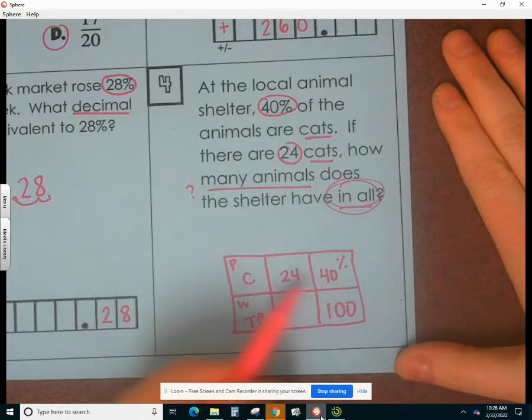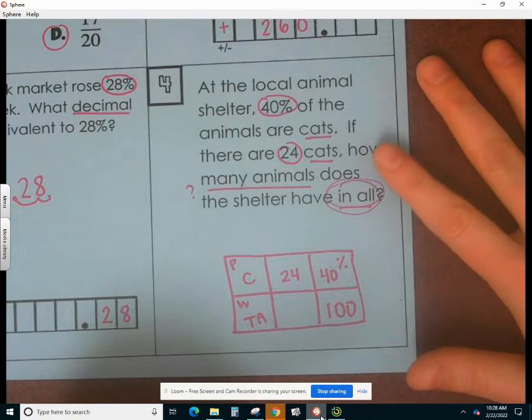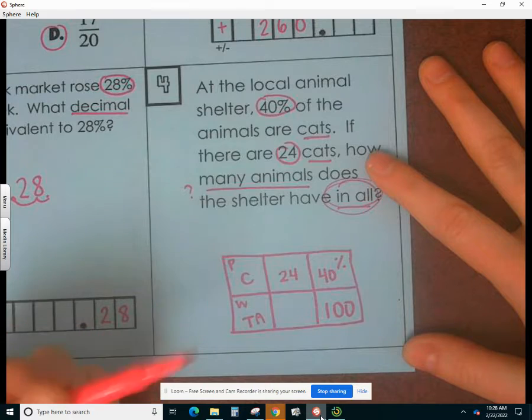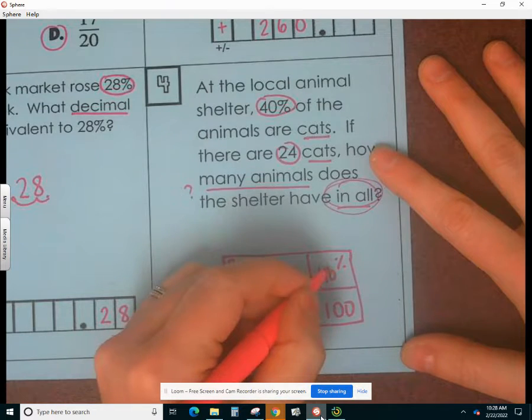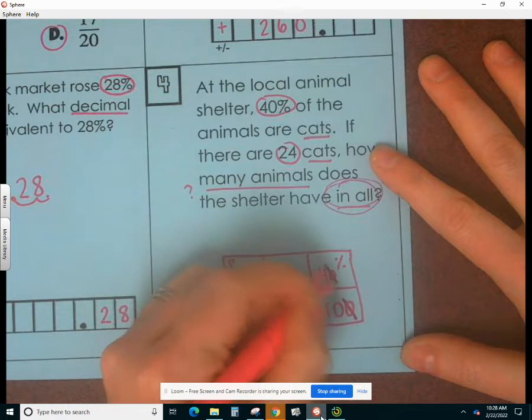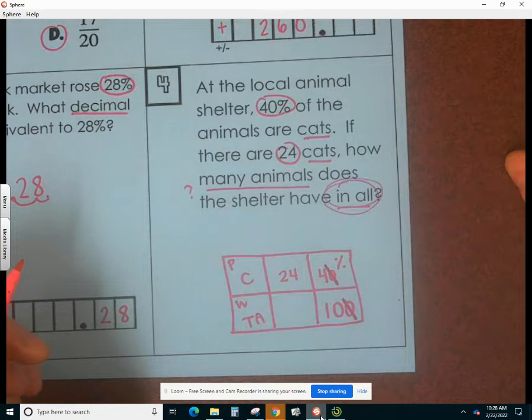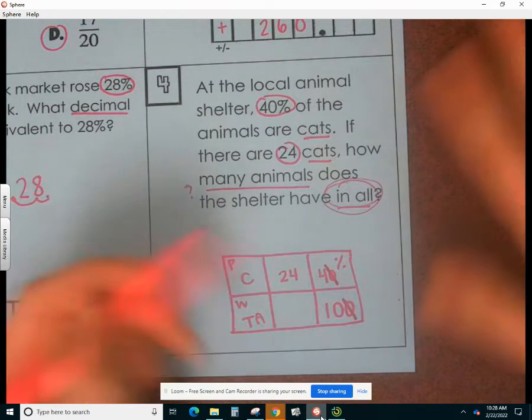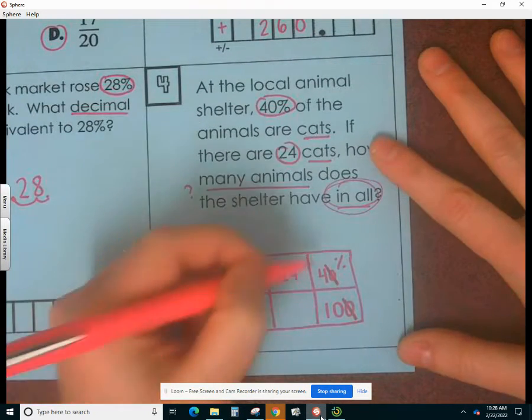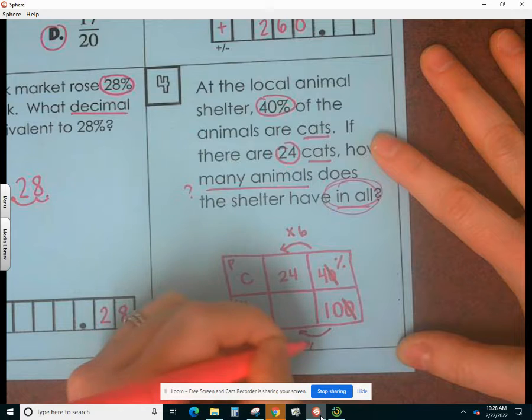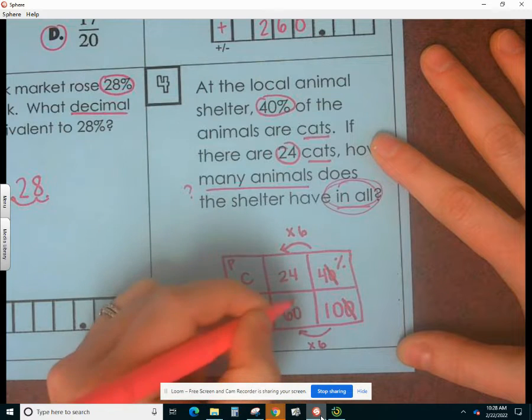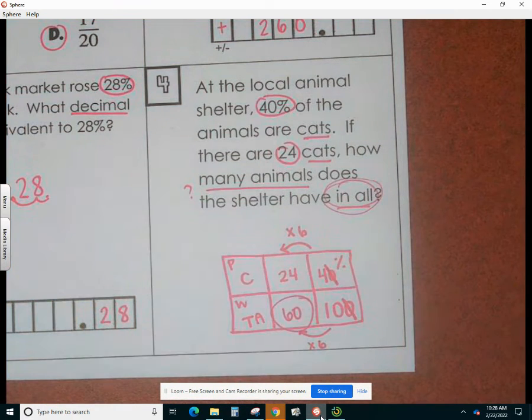Look for your corner number. 40 is in the corner. There's no relationship. Nothing I can divide 40 by to get 24. Nothing I can multiply 40 by to get 100. So I have to simplify. 40 and 100 both end in 0, and that means they're divisible by 10. And an easy way to divide by 10 is just to get rid of those zeros. So now we have 4 and 10. Now I do see a relationship, because 4 times 6 is 24. 10 times 6 is 60. So there's a total of 60 animals at the shelter.